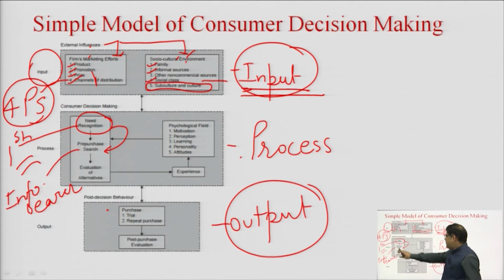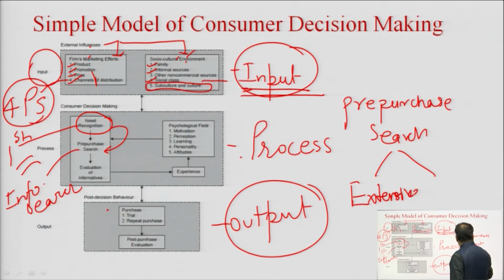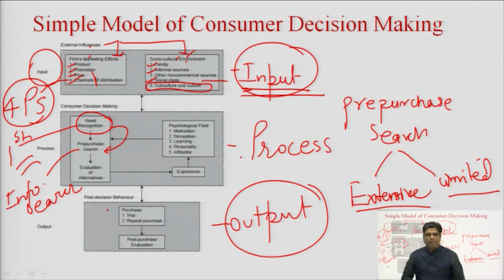So, the pre-purchase search can be of two or three types. This pre-purchase search can be extensive or it can be limited. It will be extensive when the consumer is buying an expensive product. For example, when a consumer is buying a product such as a home or a laptop or an expensive car or an expensive mobile phone, then the consumer will make an extensive pre-purchase search.